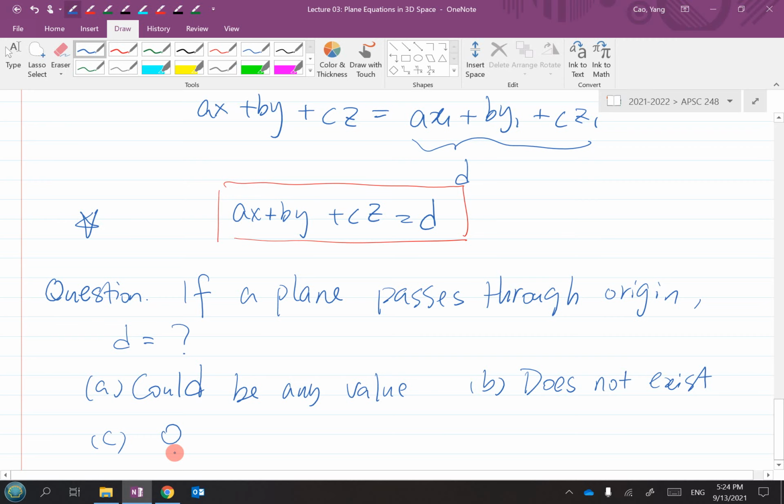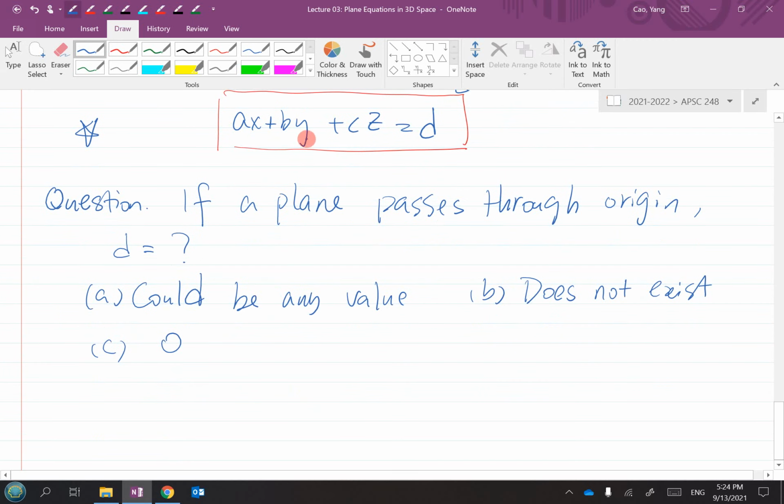So basically, x, y, z here, what you have already understood is they are coordinates for any point on the plane. If the origin is one of the points on the plane, then you're substituting 0, 0, 0 here. If you have any other points, you can certainly do the same thing. Okay, very good.